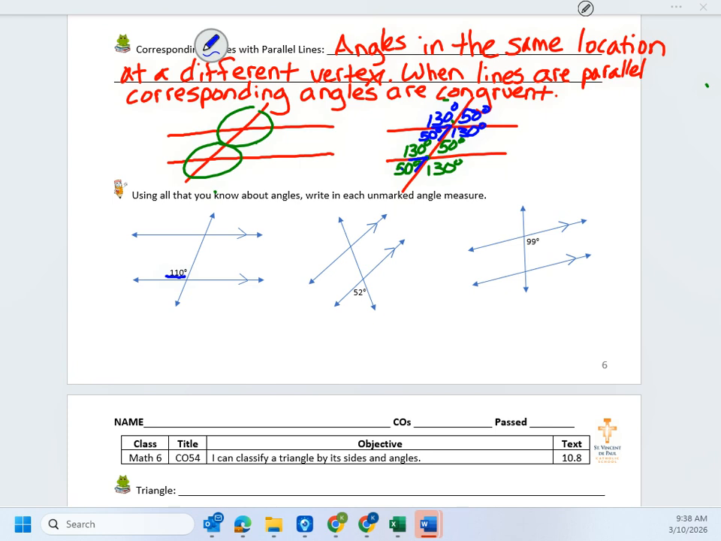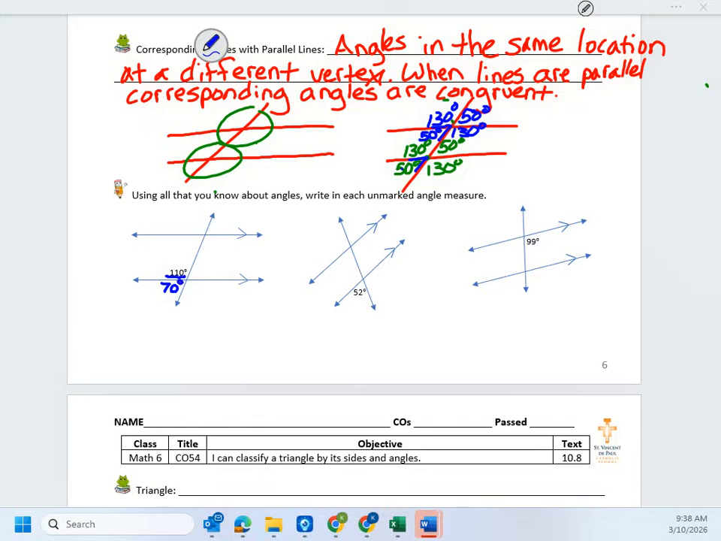Use your supplemental angles. What angle degree is going to be under 110 degrees? Raise your hand when you can tell me. Supplemental angles, 180 minus 110. What is our degree that we are looking for? Jackson? 70. 180 minus 110 is 70.